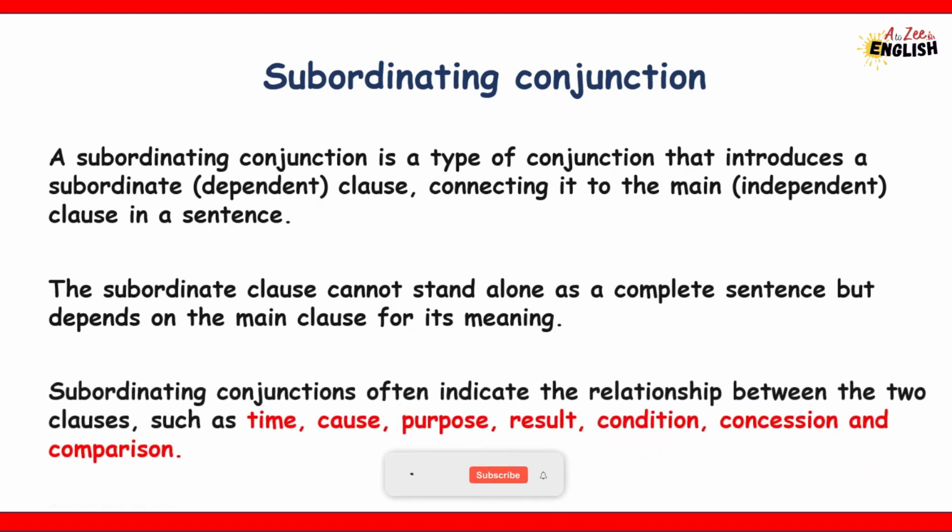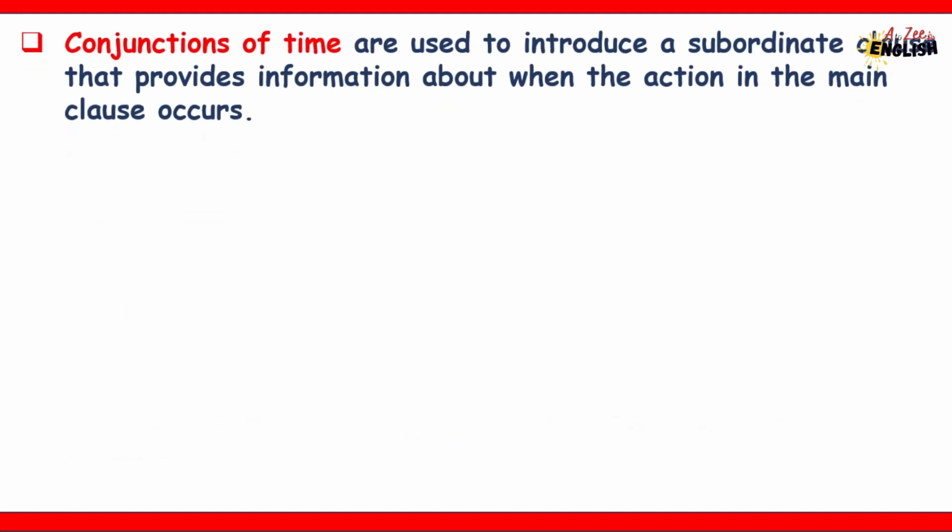Subordinating conjunctions often indicate the relationship between the two clauses, such as time, cause, purpose, result, condition, concession, and comparison. So, subordinating conjunctions can be classified according to the type of relationship they establish between the main clause and the subordinate clause. Let's discuss this breakdown based on different relationships. So let's discuss the first relationship, conjunctions of time.